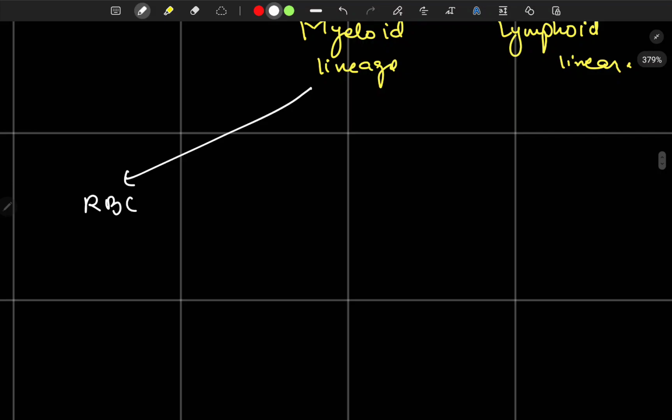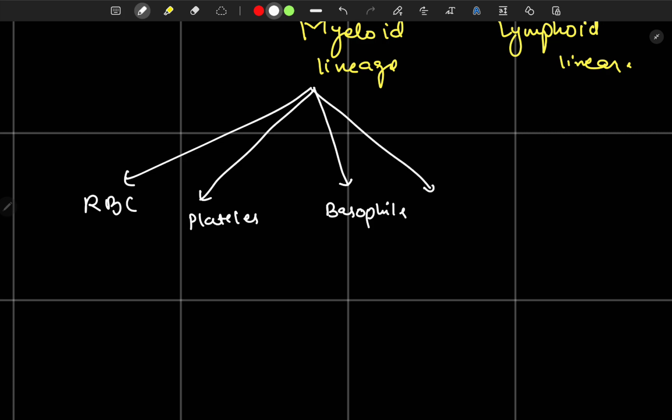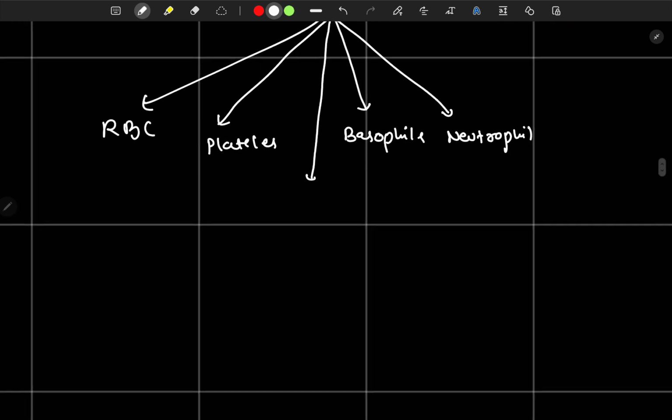So this myeloid lineage will give RBC. What is the other component of the blood? Platelets. What is the other component of the blood? Granulocytes, which contain basophils. In WBC we have different types. So I am writing their types: basophils, then neutrophils. Then what comes? Eosinophils.